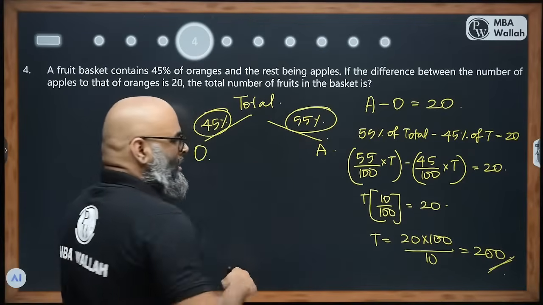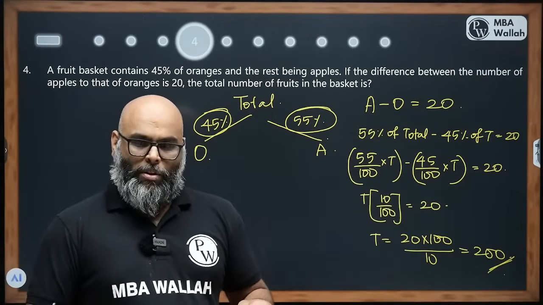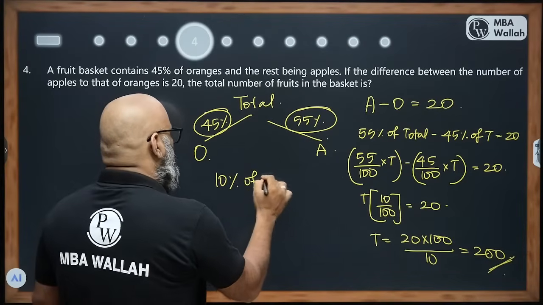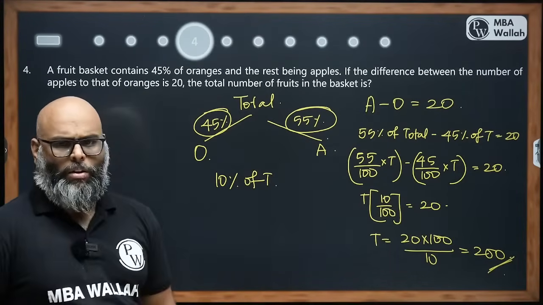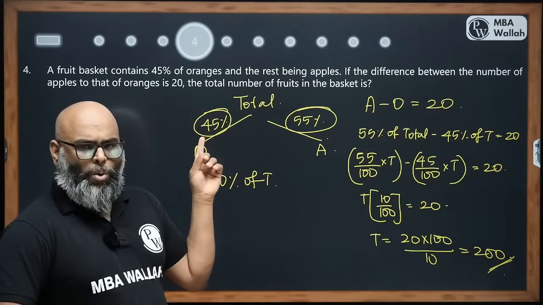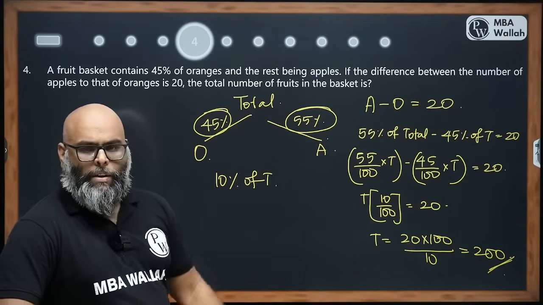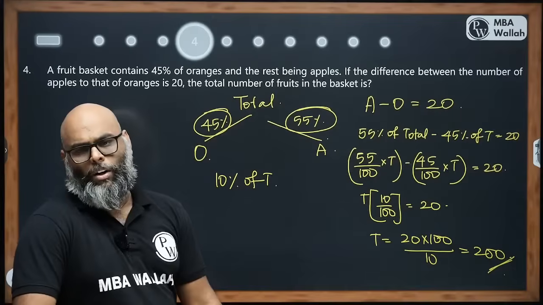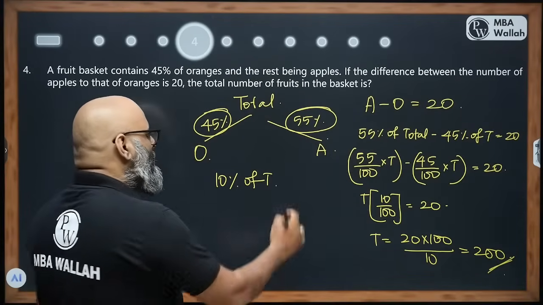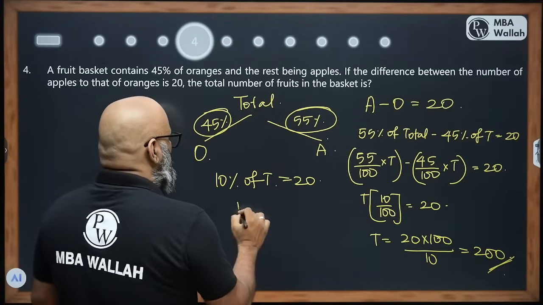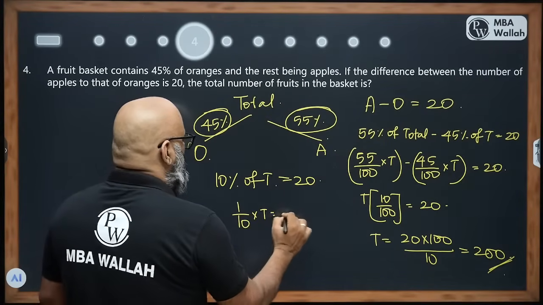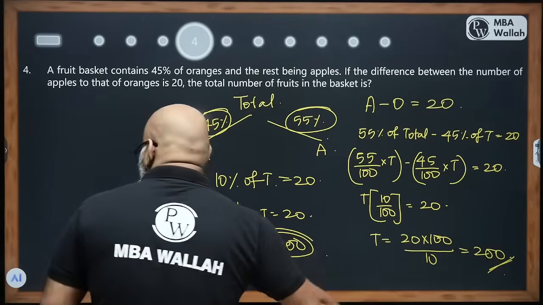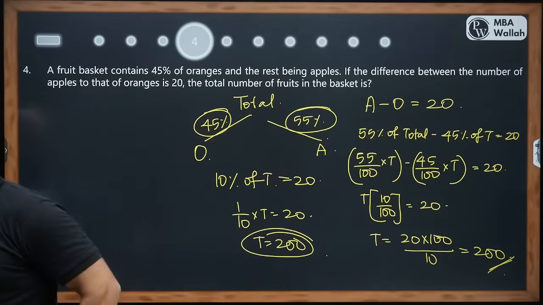This is 55% of the same x. What is the gap then? 10% of the total. Straight away, come to that. That's all. This is 45% of the total. This is 55% of the total. What is the difference between them? 10% of the total, right? What is 10% of the total? 20. 1 by 10 into t is equal to 20. T is equal to 200. You still get to the same value.